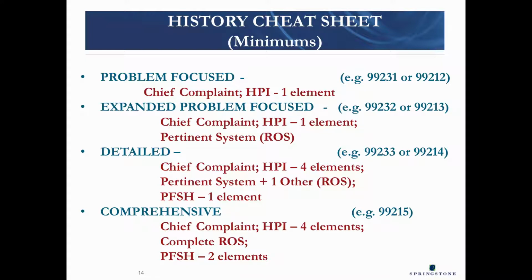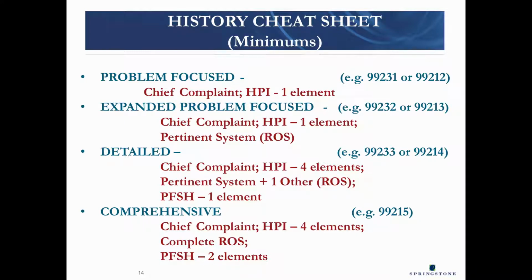This is a history cheat sheet. It shows you in one slide the 4 levels, what's required for each level, and the corresponding codes that apply to that level. So, for instance, if you are billing a 99232 or an outpatient 99213, then that's an expanded problem-focused service or expanded problem-focused requirement. So you need a chief complaint, which every service needs.